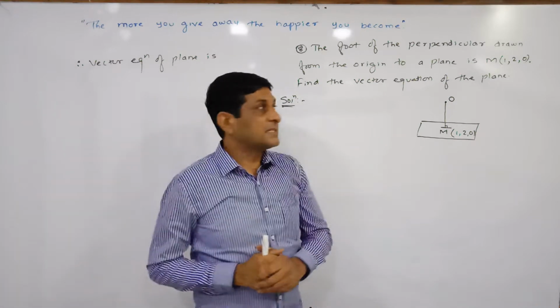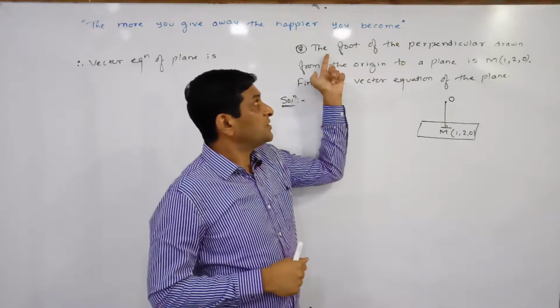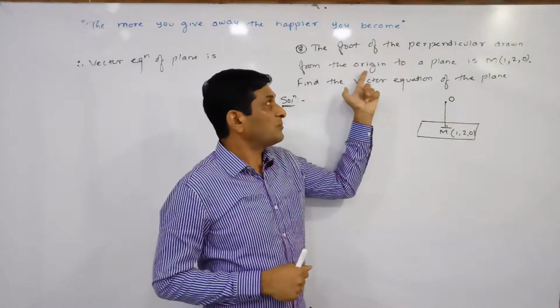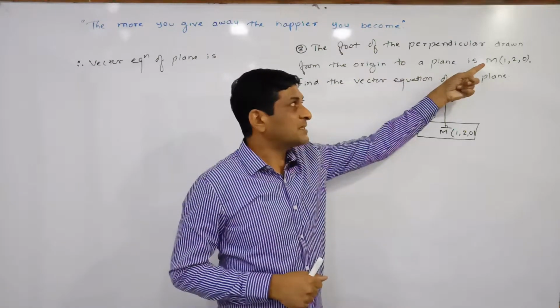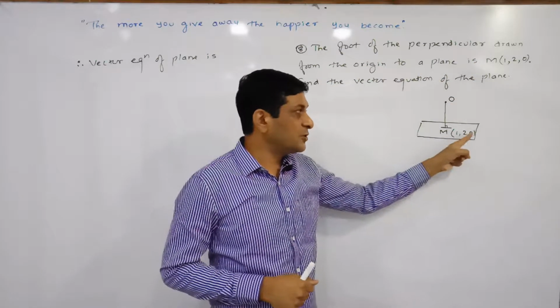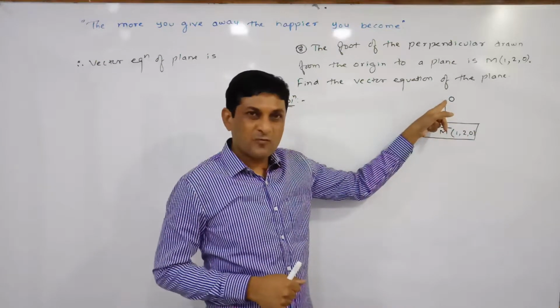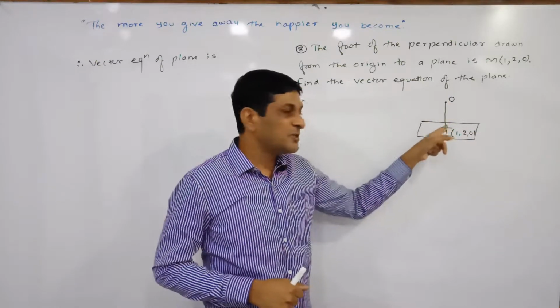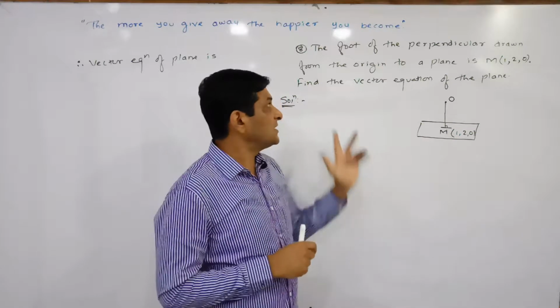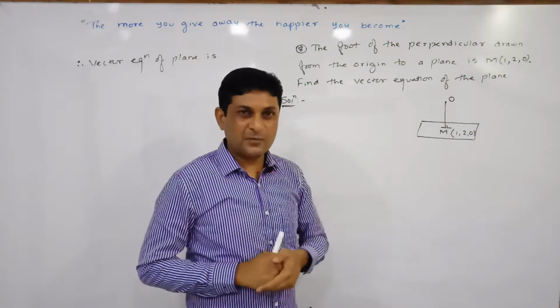See in the 8th example, what is the given condition? The foot of perpendicular drawn from the origin to the plane is M and its coordinates are (1, 2, 0). So perpendicular is drawn from what? Origin to the plane, and M is foot of the perpendicular. Using this condition, we have to find out vector equation of plane.